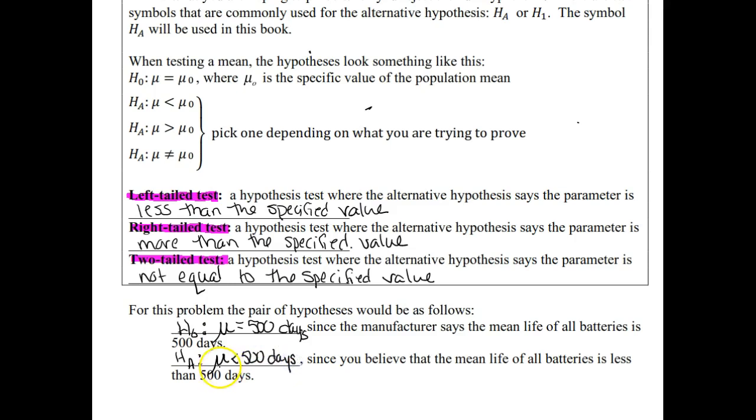So we have some evidence that the population mean is less than 500 days because our sample mean was only 490. So the sample mean is less than 500. But simply having a sample mean less than 500 does not prove that the population mean is less than 500. Okay, so this is where our probability distributions are going to come into play.